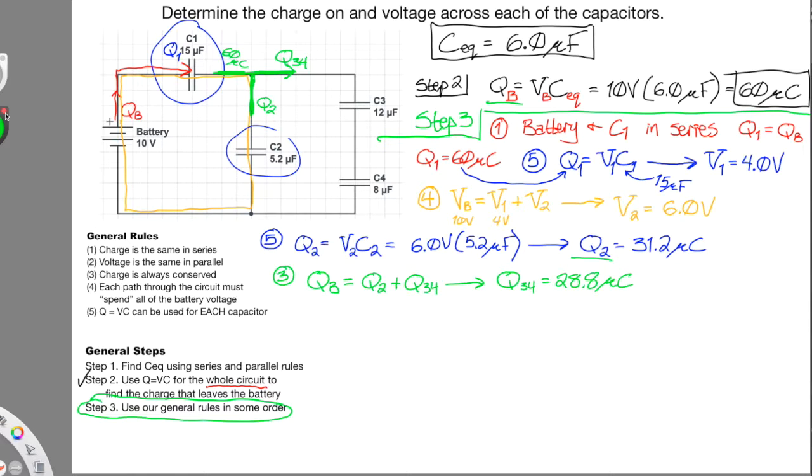Then, after this, we're pulling out an old rule again, one that charge is the same in series. So however much charge goes down the path towards capacitors 3 and 4, that's going to be the same amount of charge on capacitor 3, and it's going to be the same amount of charge on capacitor 4, because capacitors 3 and 4 are in series. And that is, again, 28.8 microcoulombs.